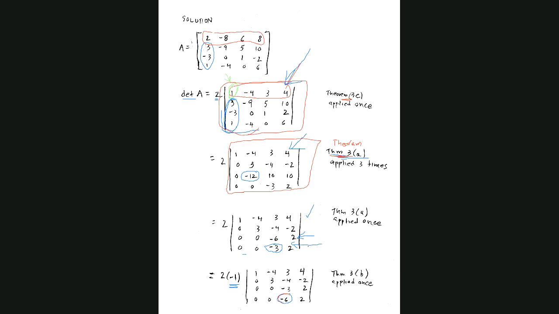So now what do we have to do to get a -6 in the fourth row? We have to take the third row and multiply it by -2 and add it to the fourth row. Would that change the value of the determinant?